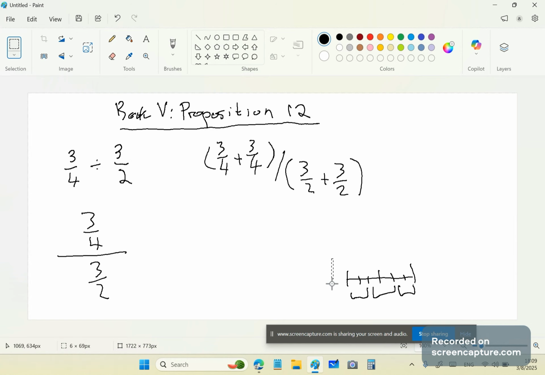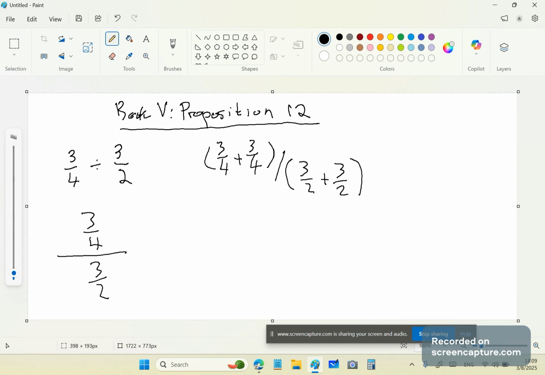Now, let's just clear the screen up a bit. This here gives you 6/4, and at the bottom you're going to have 6/2. Just leave the 6/4 alone. On the bottom, you're going to have 2 measures 6 three times.